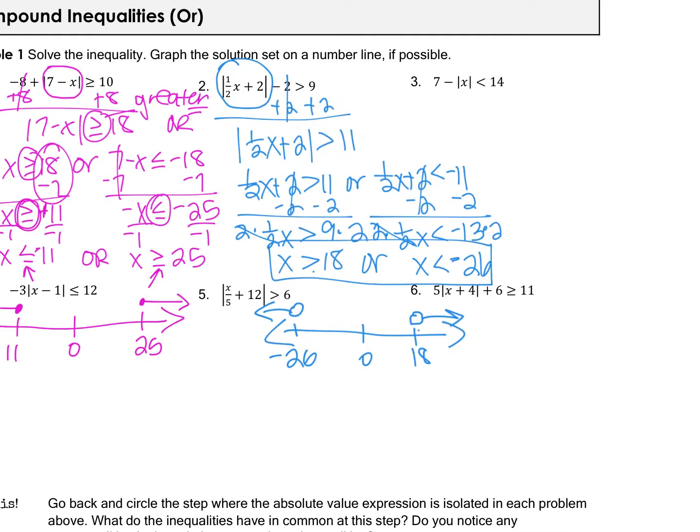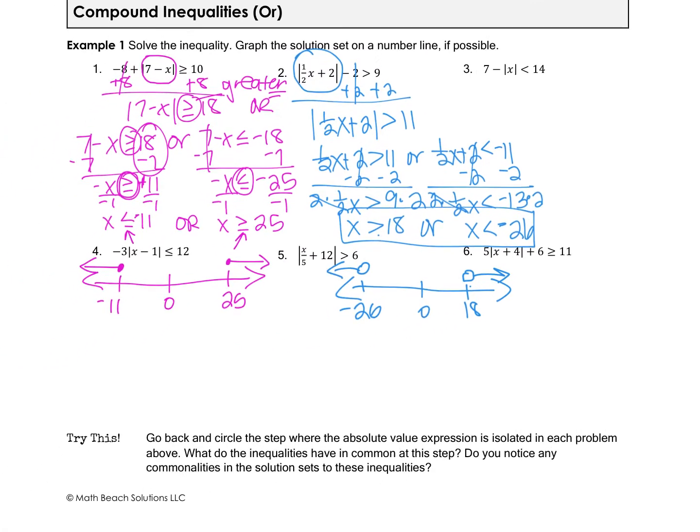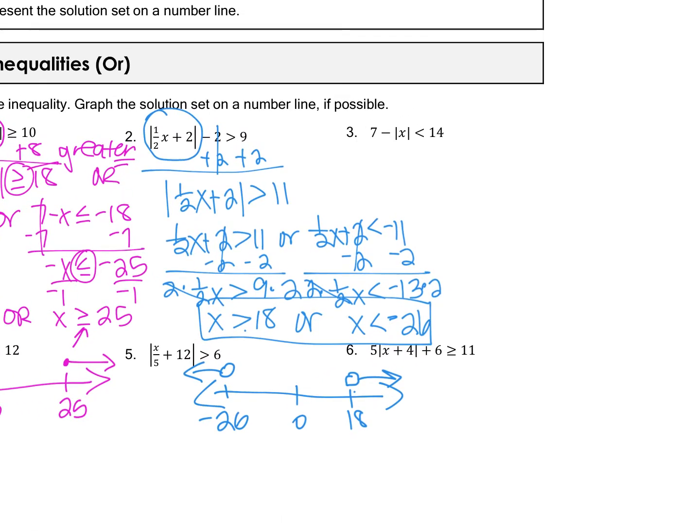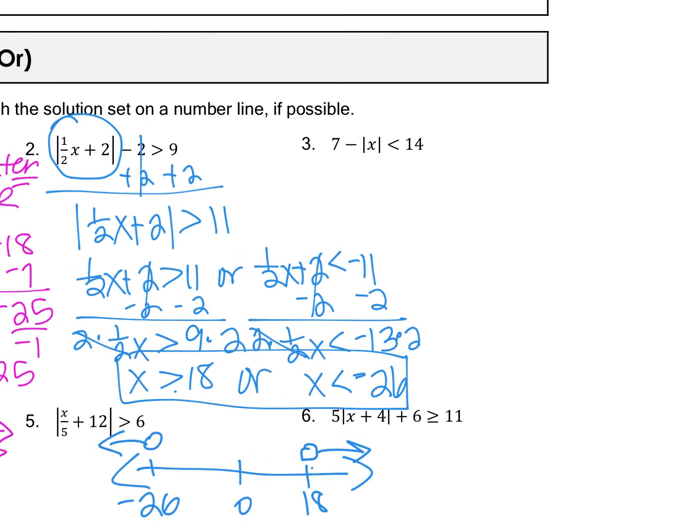All right, let's take a look at 3. Now, if you wanted to check these, you would plug in points that are less than negative 26 and greater than 18. You can plug in test points and make sure that it's true. All right, number 3. So I'm going to isolate my absolute value.